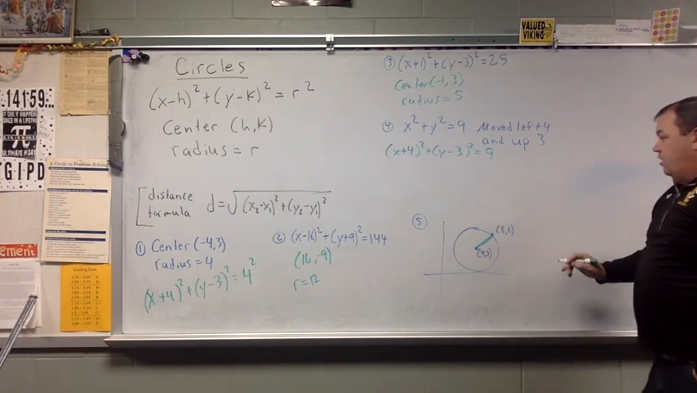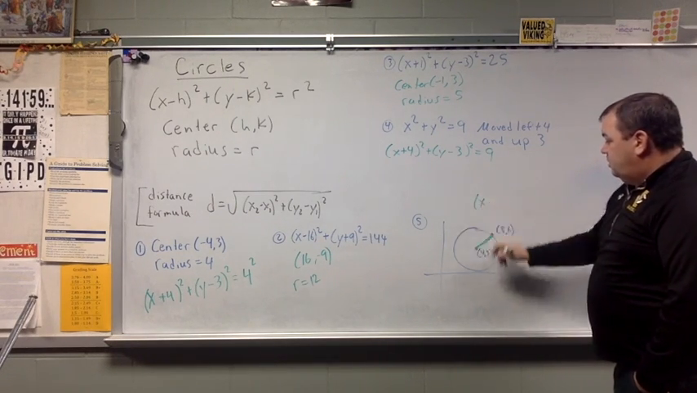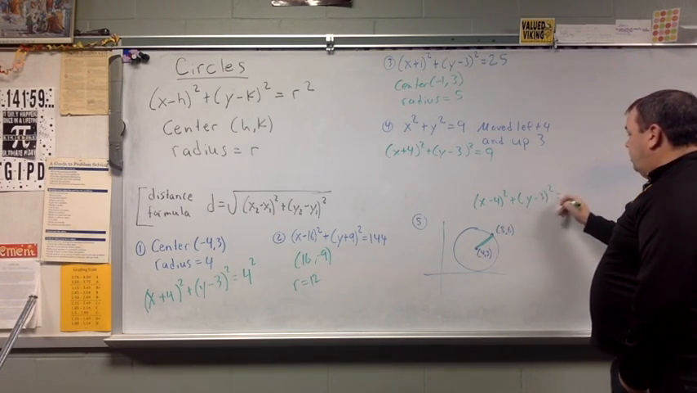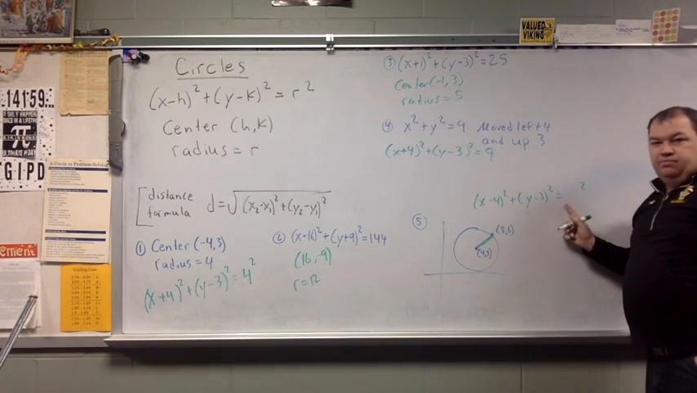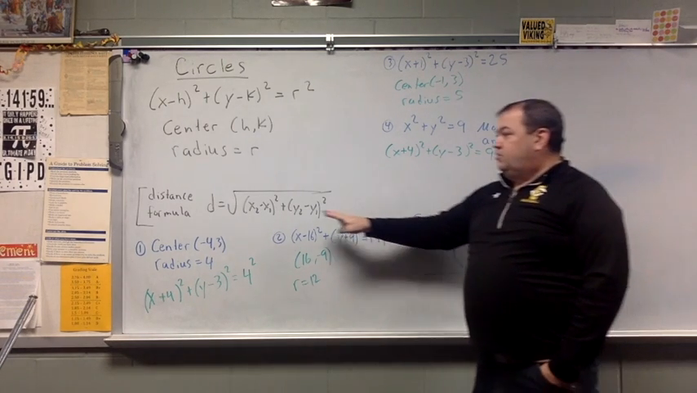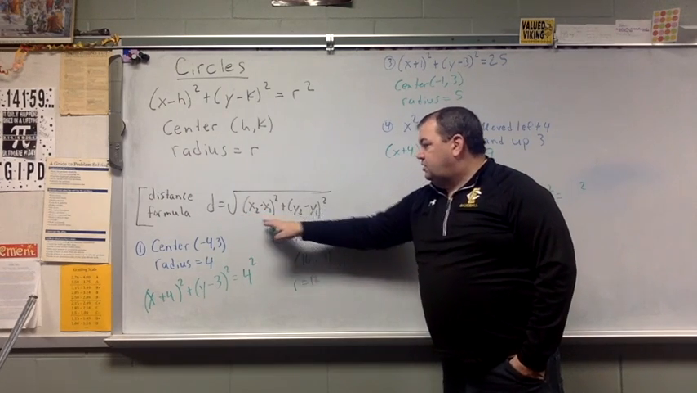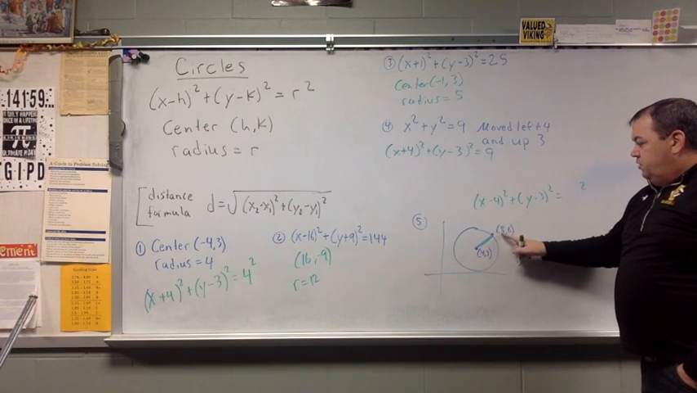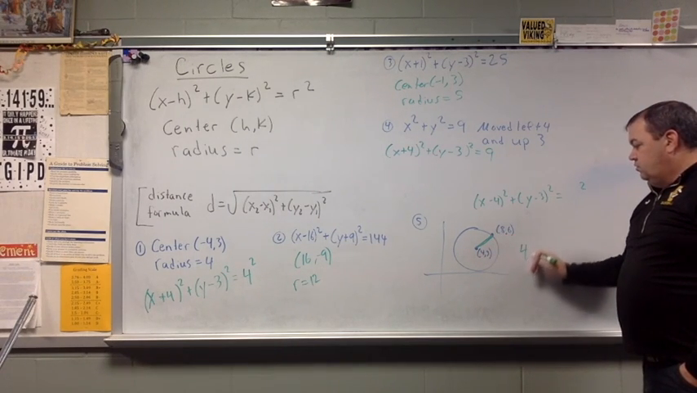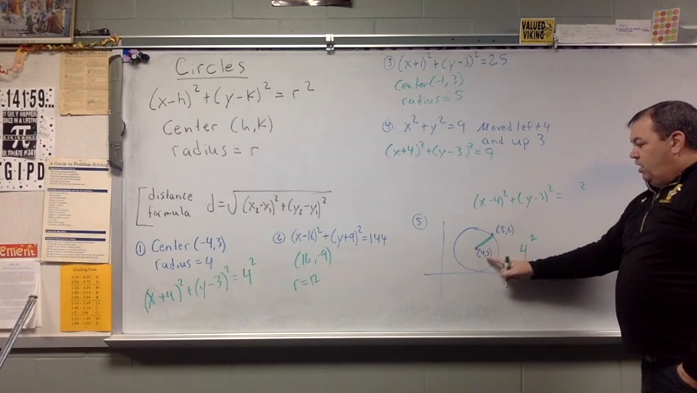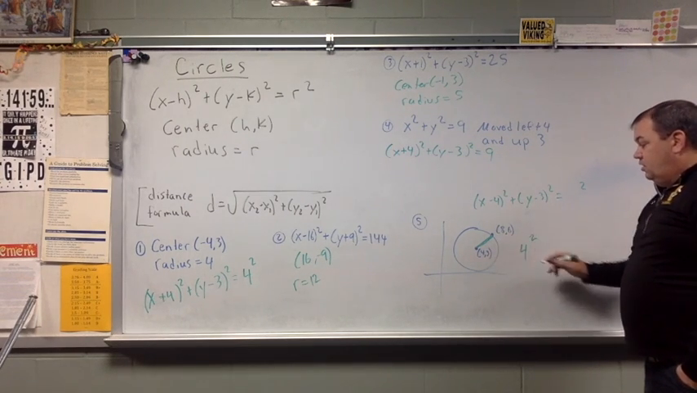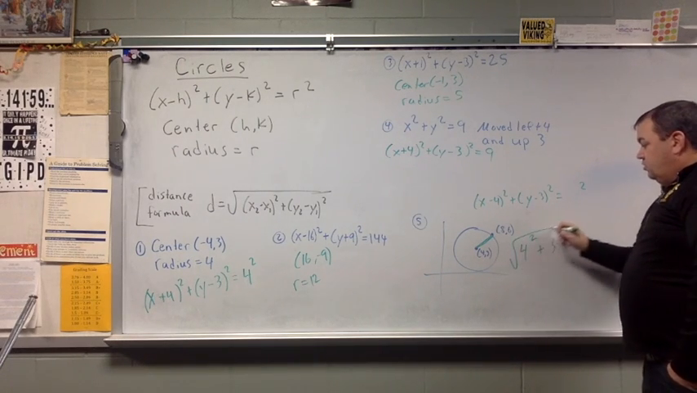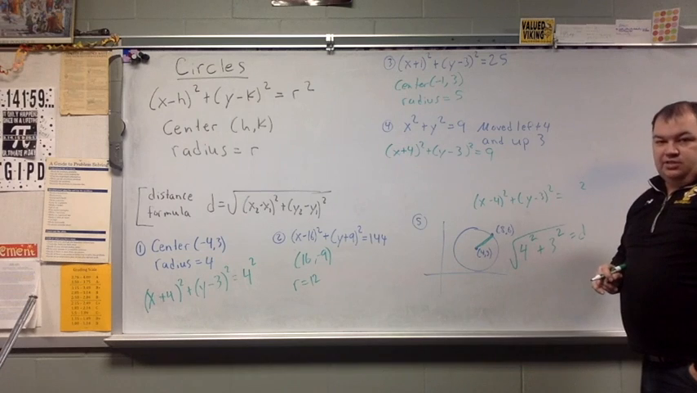So I'll start with what I've got. I know that this is x minus 4, and I know it's y minus 3. The only thing I'm missing is the radius. But if I go back to this distance formula, it says the difference in the x's and the differences in the y's. So the difference between the x's here is 4. The difference between the y's here is 3. I'm supposed to square those, add them up, and square root them, and I will have the distance.